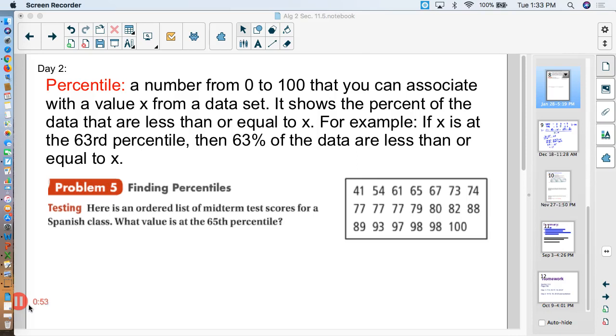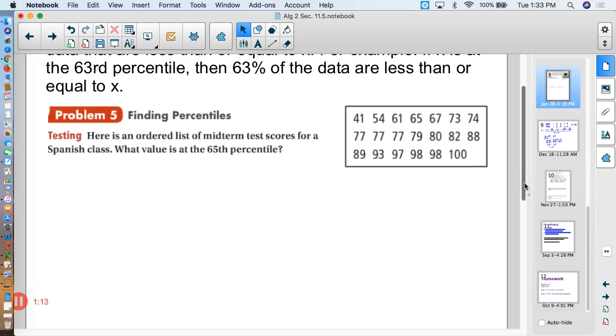A percentile is a number from 0 to 100 that we can associate with a value x from our data set. It shows the percent of data that are less than or equal to x. For example, if x is at the 63rd percentile, then 63% of the data are less than or equal to x. So in our data here, we have midterm test scores for a Spanish class. The question is, what value is at the 65th percentile? In other words, which of my numbers would represent the value where 65% of the kids scored that or lower?